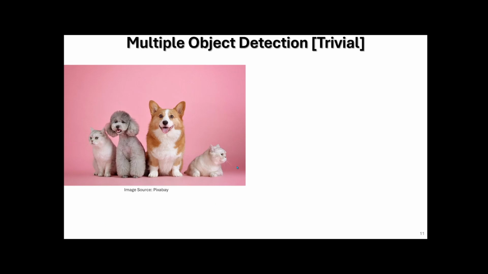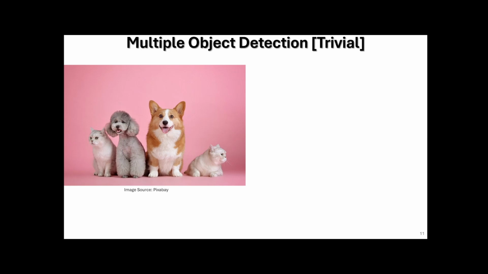Let's now build the first object detection model and then some basics of how to evaluate the performance of that object detection model. Okay, so a very trivial model. Let's say I want to detect the important objects here, which are cats and dogs. So what is the way to go about it?